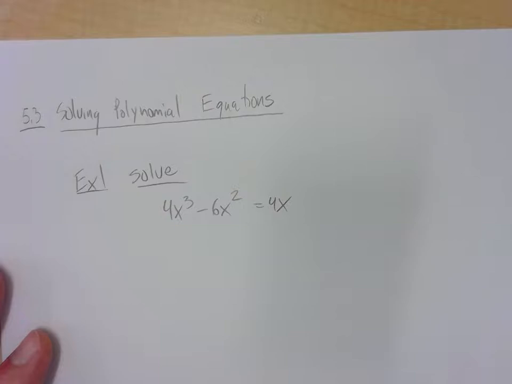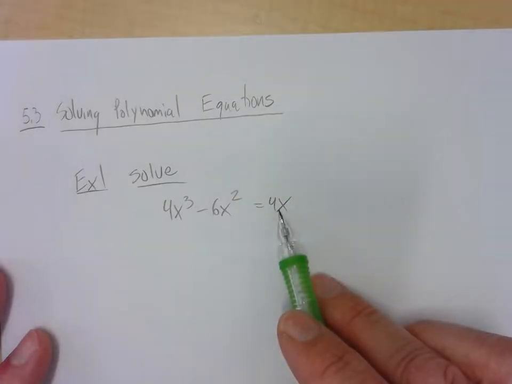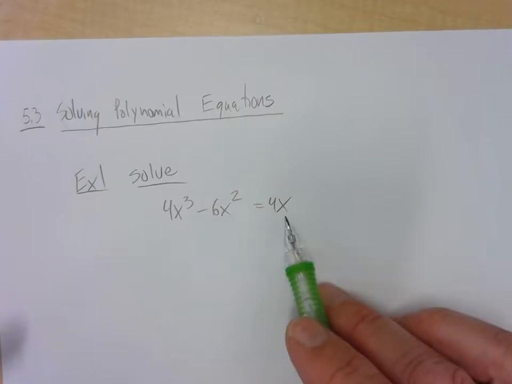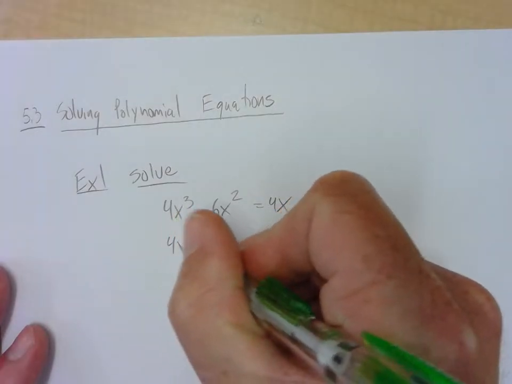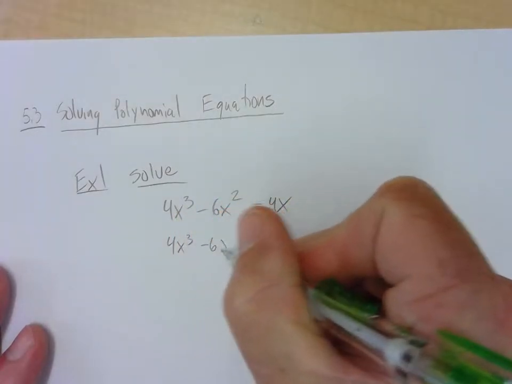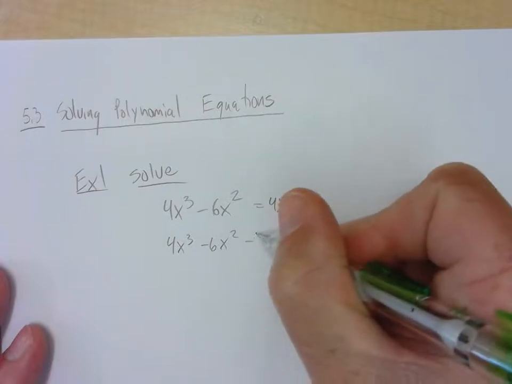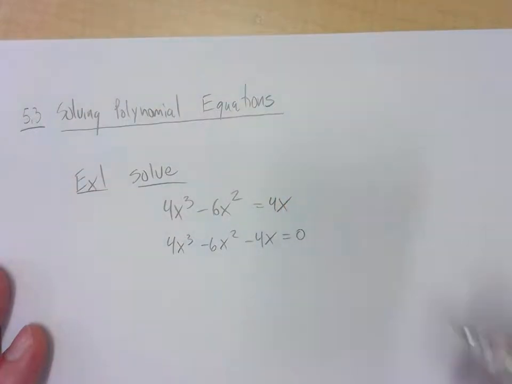So the first thing we need to do when we solve by factoring and use the zero product property is our polynomial or quadratic or whatever we're working with needs to be set equal to 0. So I'm going to bring the 4x over. So it's 4x cubed minus 6x squared. Bringing it over makes it negative 4x equals 0.